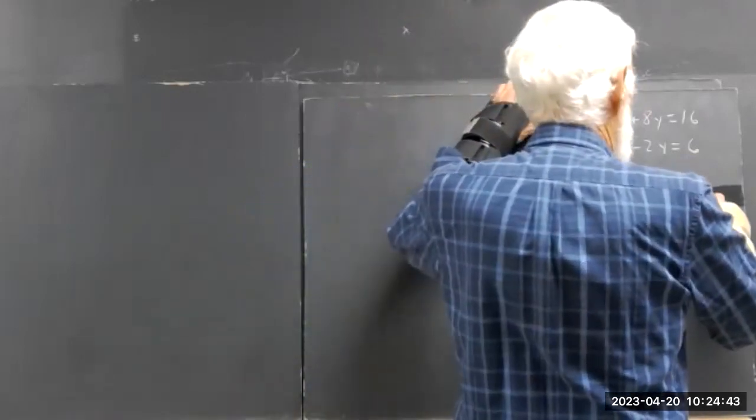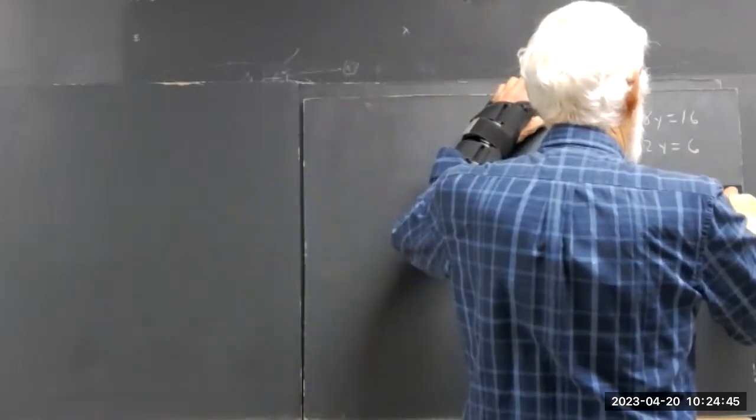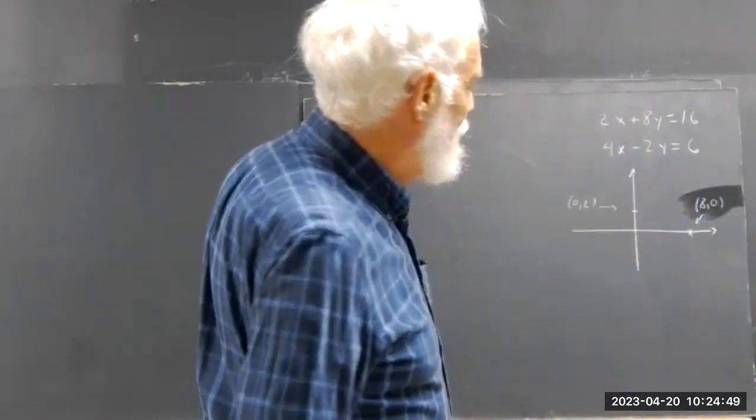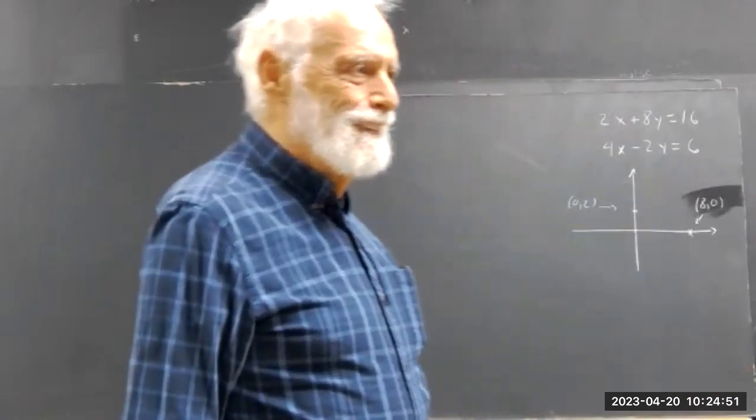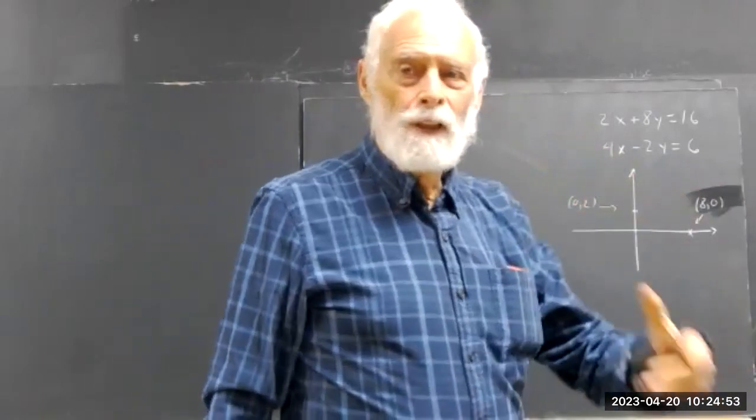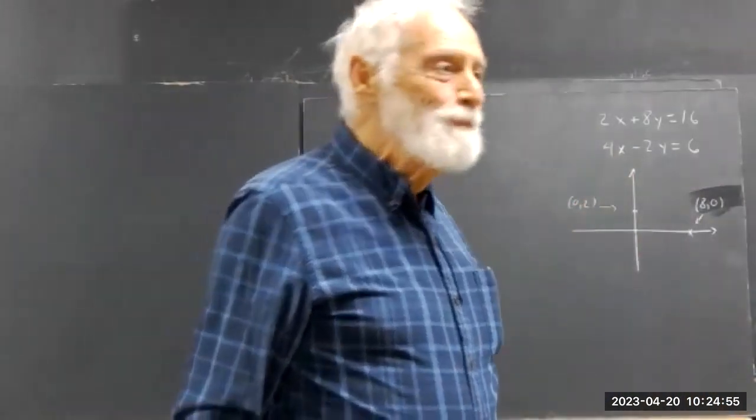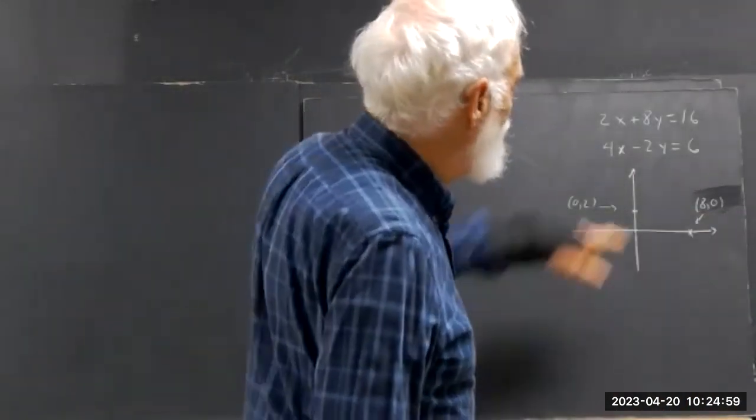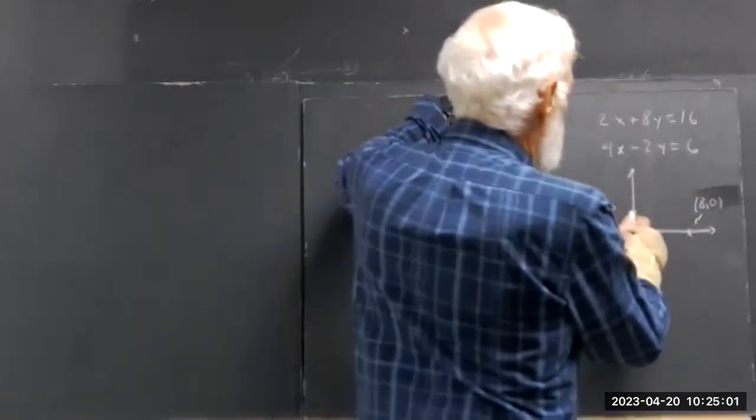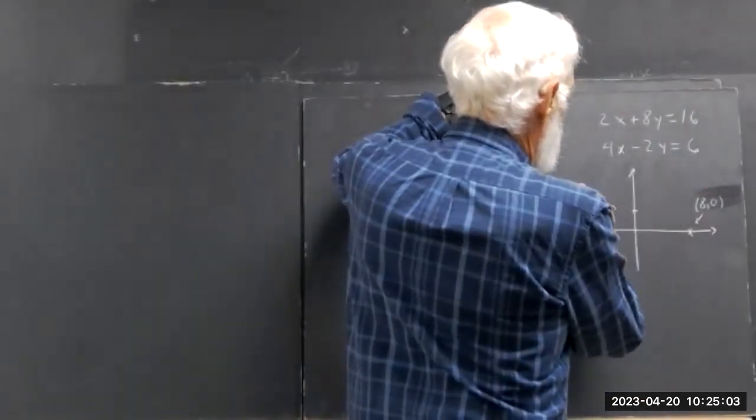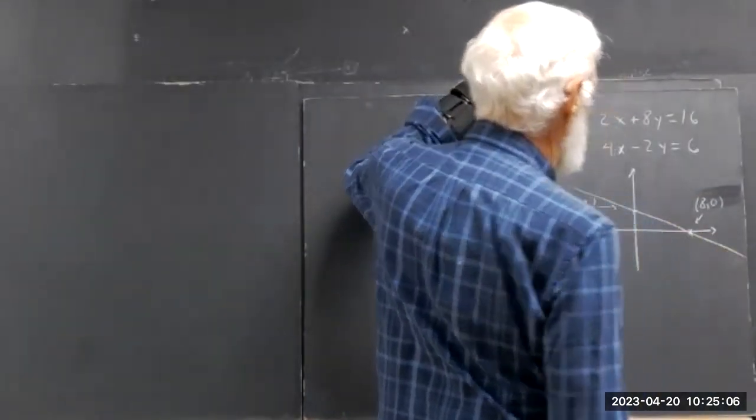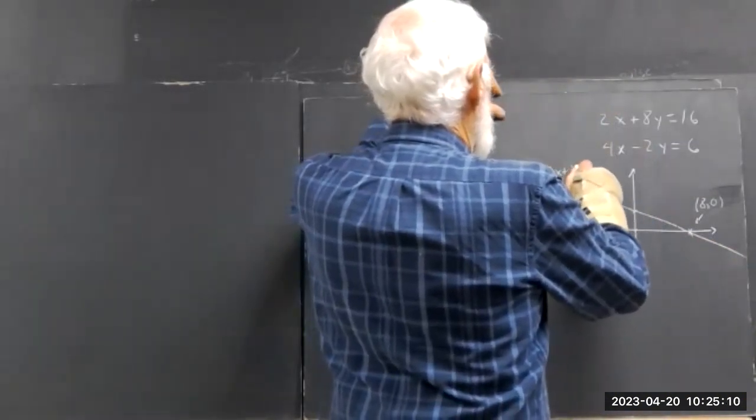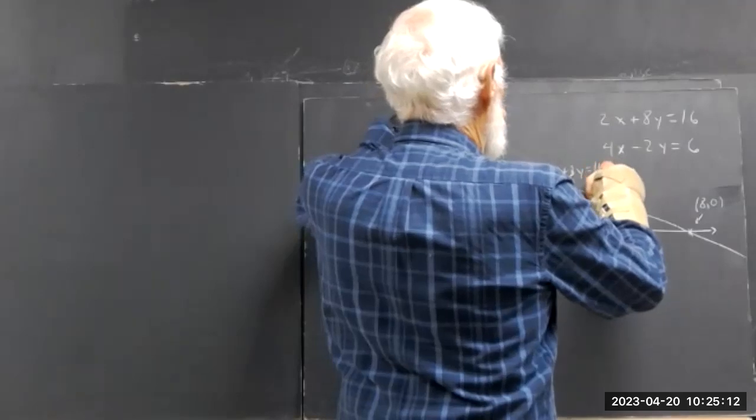I've been doing this stuff for 100 years, and I still want to reverse. I want to write my coordinates down in the order in which I found them, rather than the order in which they should be written down. So that should have been 8, 0. Okay, so there's 2 points. There's my straight line. Now I'll label this line 2x plus 8y equals 16.